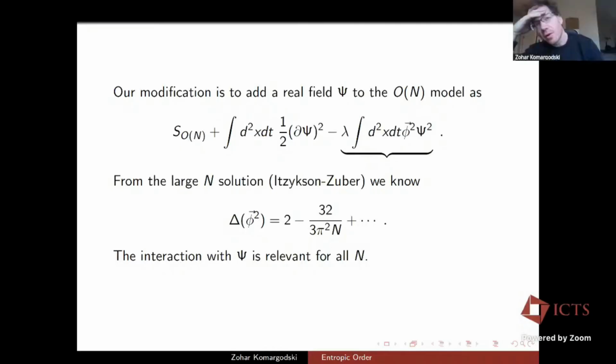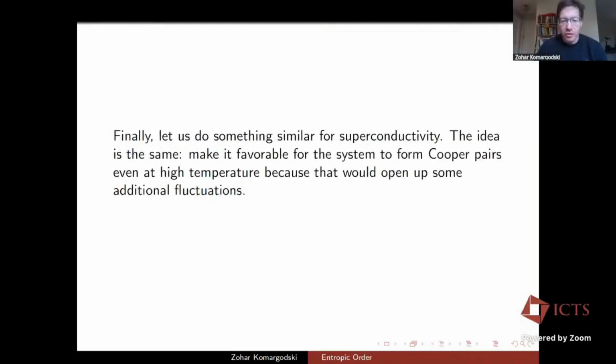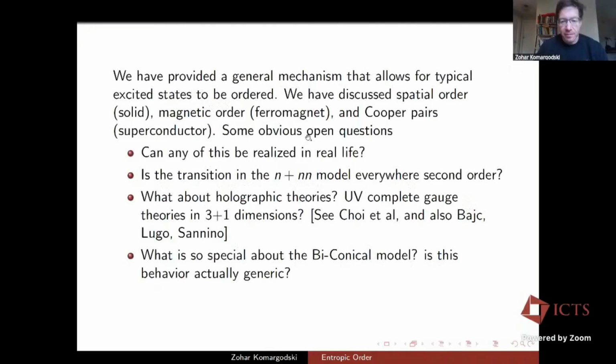I didn't think about it. Vacancies or something like that? You want to realize this model in the lab? That's what you're saying? Yeah, why not? Well, of course, that's my dream too, that some of this will be shown to exist in real life, yeah?